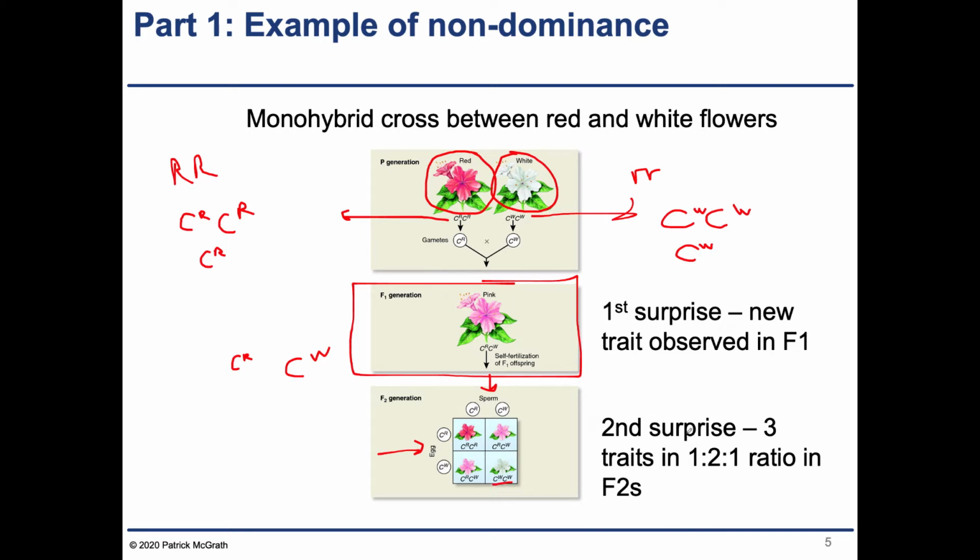And so this is our second surprise. It results in traits with a 1 to 2 to 1 ratio in F2s. So if I describe a cross and I say the F1s had a brand new phenotype, and then in the F2s they followed a 1 to 2 to 1 ratio, immediately you should assume, okay, so maybe recessive dominance isn't the case.